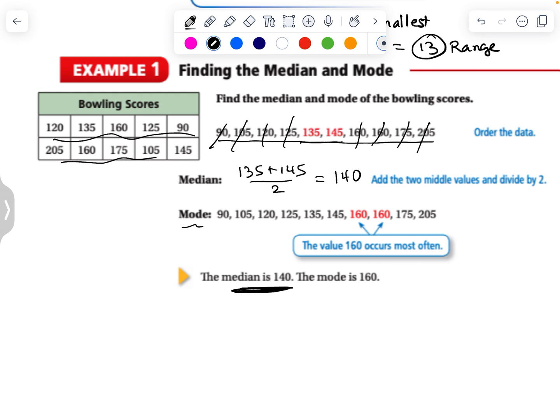Next, to find the mode, I look and see if any of the numbers are repeated. Well, 160 there's 2 of them, or it repeated the most. So therefore, the mode is 160. So here's an example where there is a single mode. All right, you can stop the video and then we're going to go on to the next page.